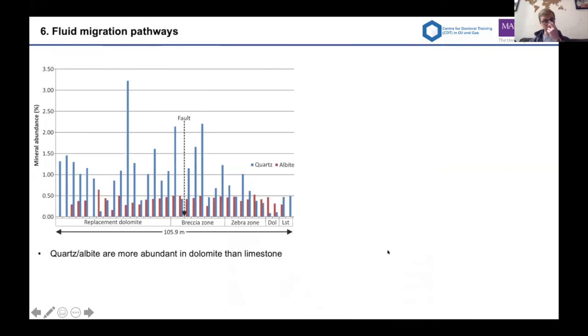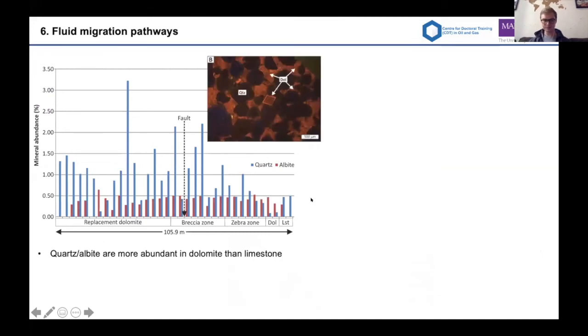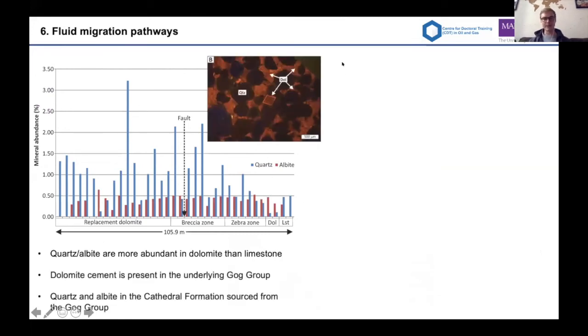So how do we figure out where these fluids have actually come from? We undertook X-ray diffraction of some samples, and this is just an example from the Cambrian. We have quartz and albite that are more abundant in dolomite than limestone. And additionally, in the aquifer beneath the Cambrian Cathedral Formation, we have dolomite cement, which would suggest that if you have flux of fluids through this basal aquifer, it was potentially picking up quartz and albite before they were reprecipitated in the Cathedral Formation overlying it.